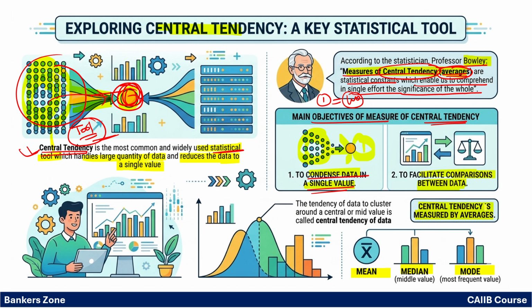Now what are the central tendency measures? So mean, median and mode are the measures of central tendency. Basically mean, median and mode are nothing but the averages. These are the types of averages.